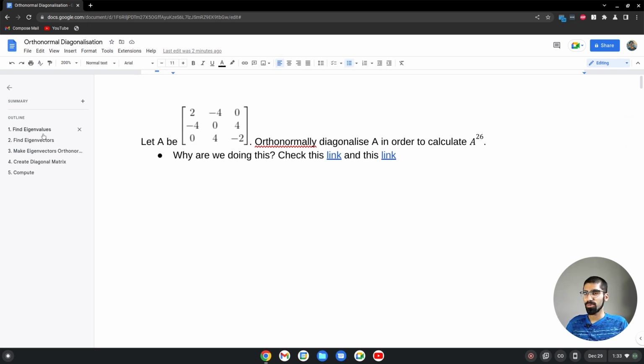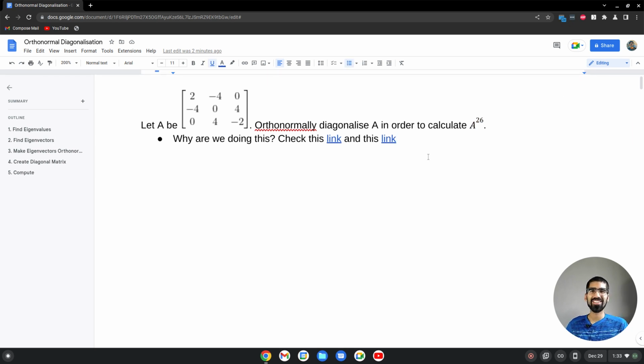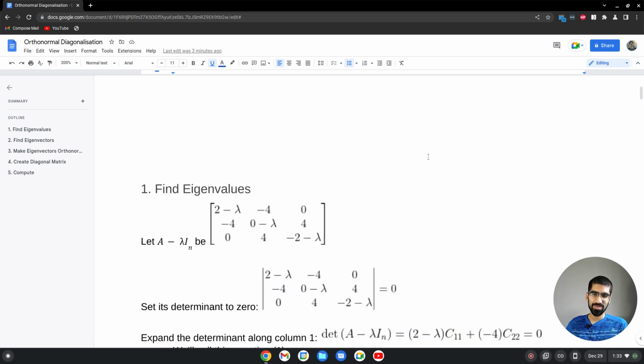Anyways, we're gonna approach this problem by finding eigenvalues, eigenvectors, making sure that the eigenvectors we have are ready for orthonormal diagonalization, not just regular diagonalization. Then going ahead with what we usually do in diagonalization and computing the final answer. This is like 17 pages of stuff, so buckle in, I guess.